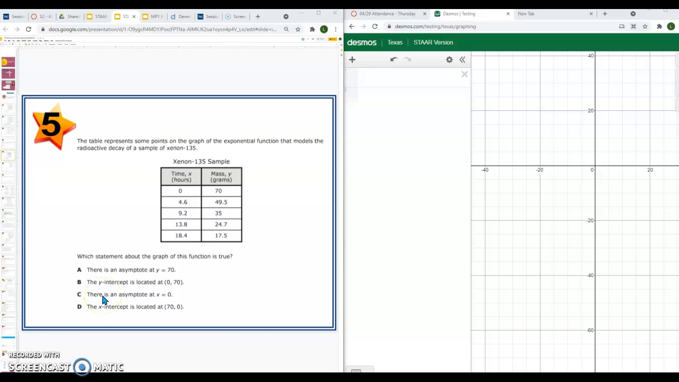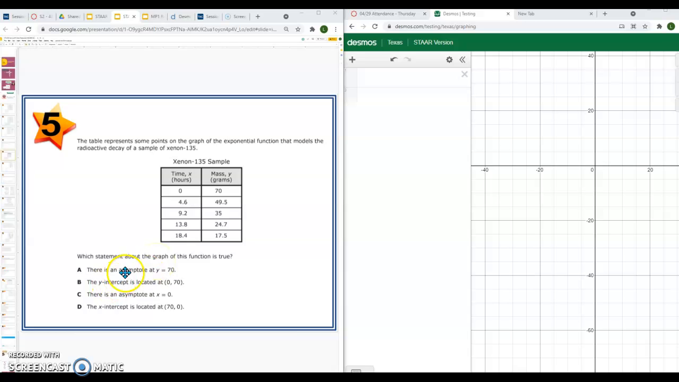The table represents some points on the graph of the exponential function that models the radioactive decay of a sample. Which statement about the graph of this function is true? So now they're asking you to conclude which of these statements is true about the graph.